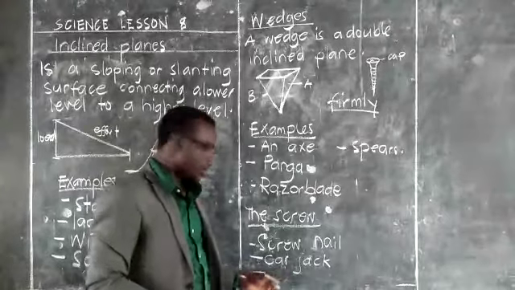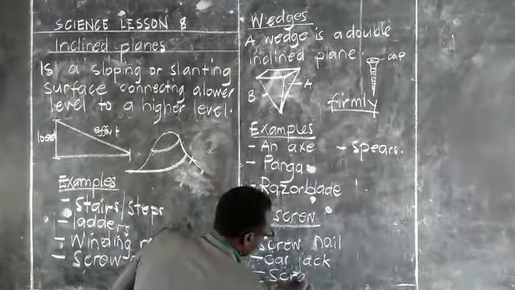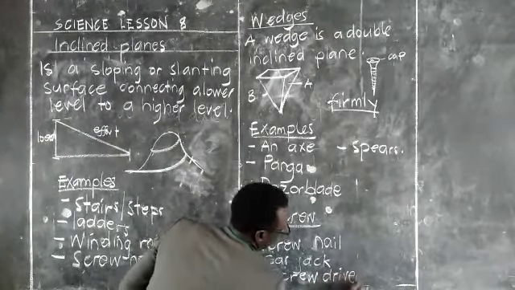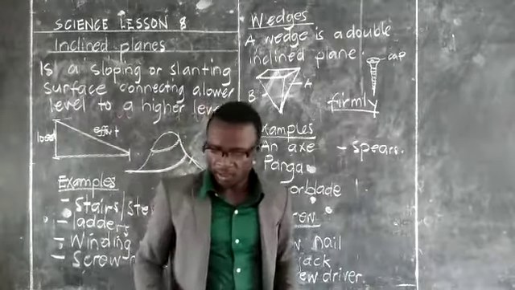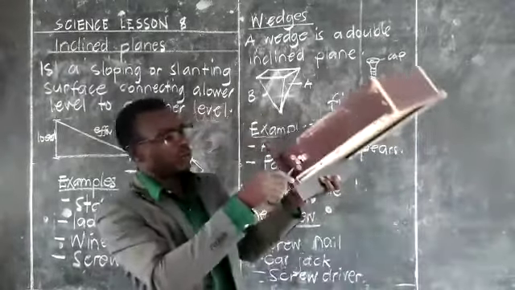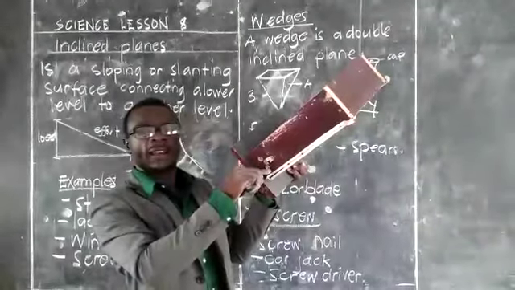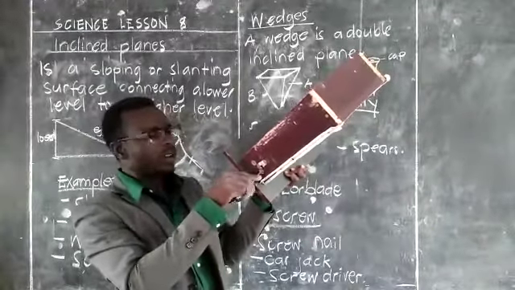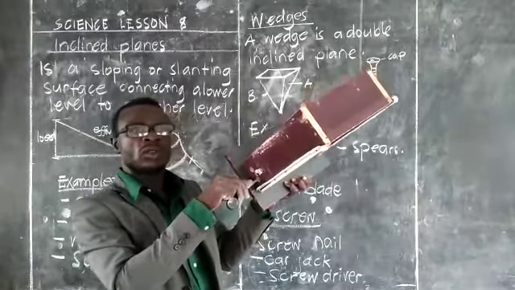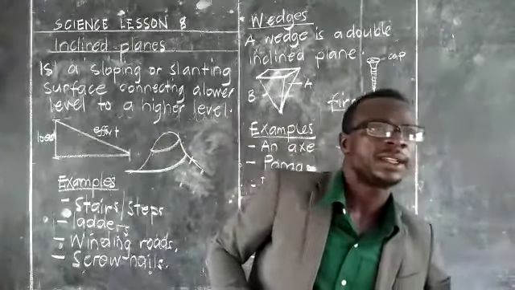Other examples of screws we have is the screwdriver. The screwdriver is used at the point where you want to tighten or to loosen a screw nail. A screwdriver is used where you want to unscrew or loosen the screw from an object.